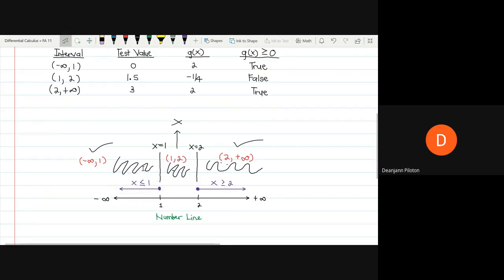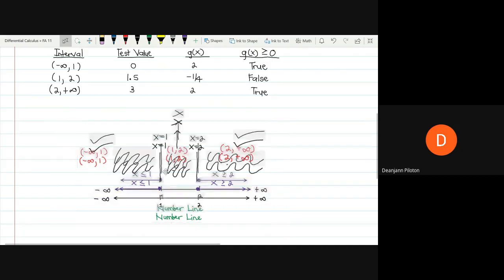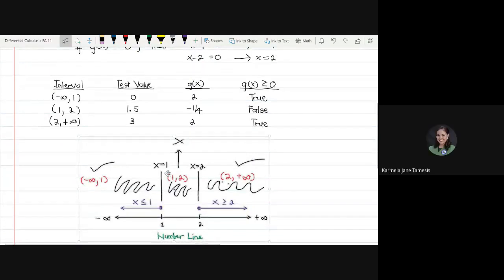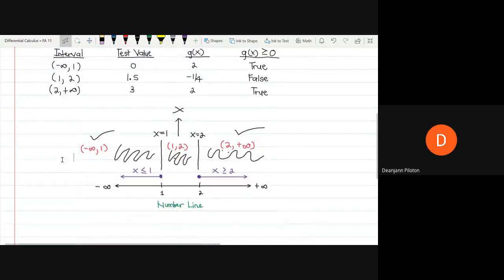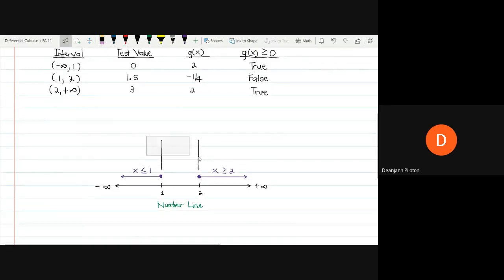Sige, question class sa pag-test sa value. None, sir. Sige. Delete lang ako ni class ha.